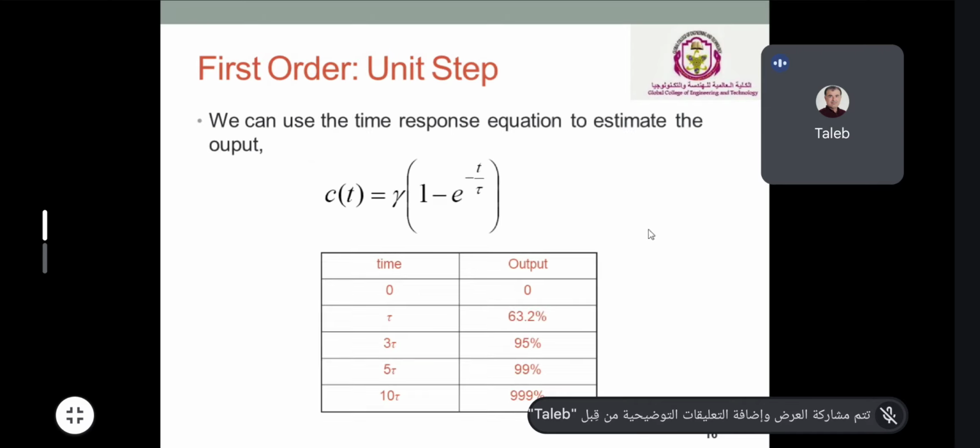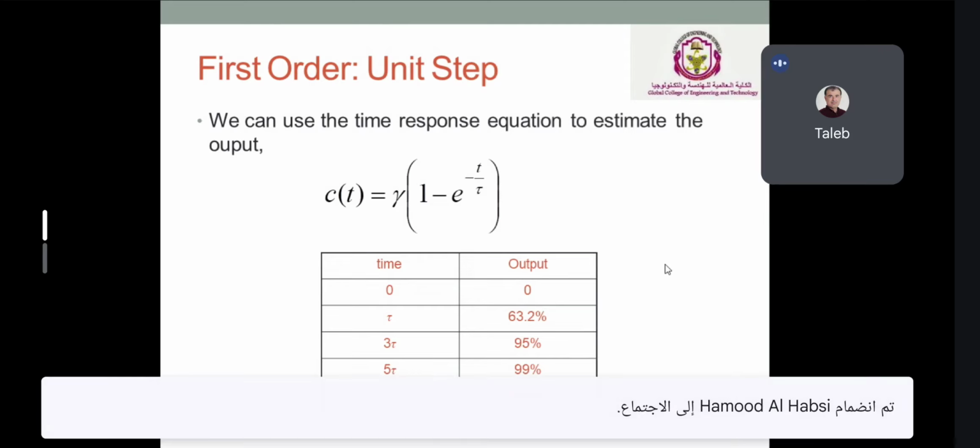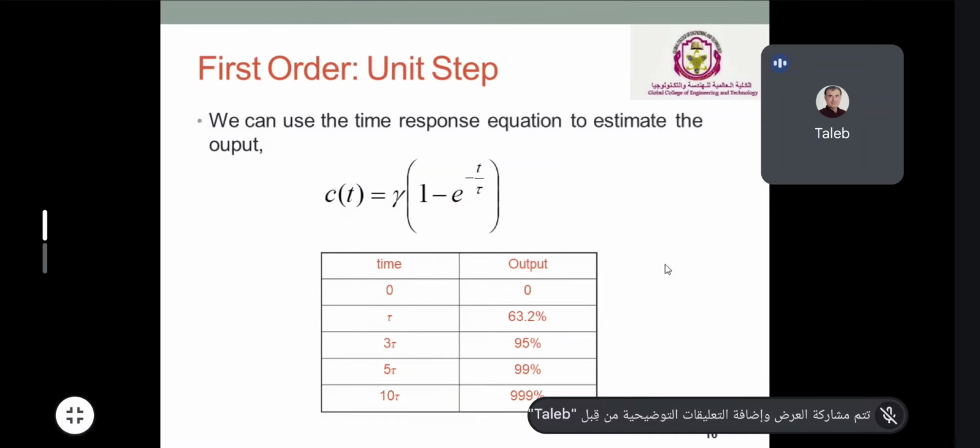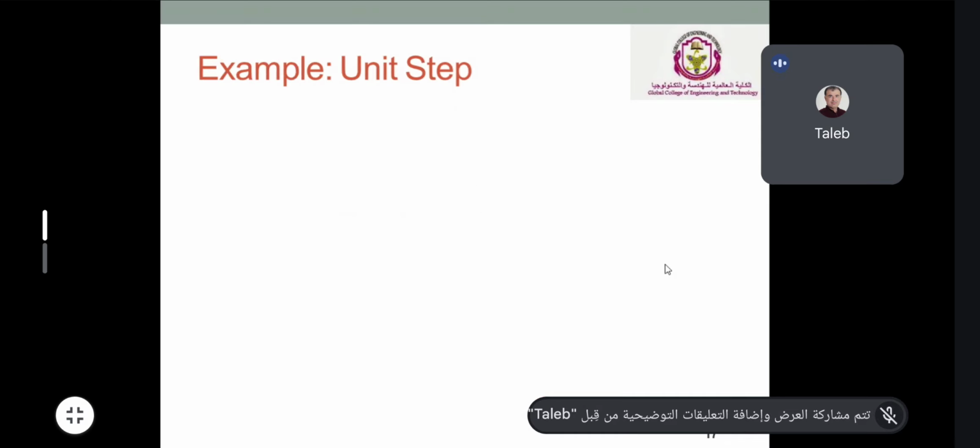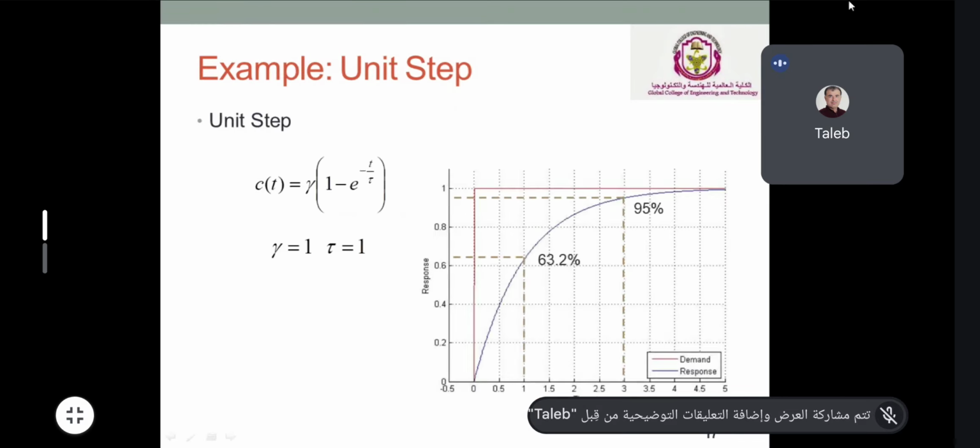What is the time constant? It is a very new concept: the time duration that it takes the output to achieve 63.2%, around 63% of the input. So if you look at the curve, yes, here you see this is the curve of the output. This is the result of the output. So this time, from 0 to 63.2% of the final value, is the duration of the time constant.